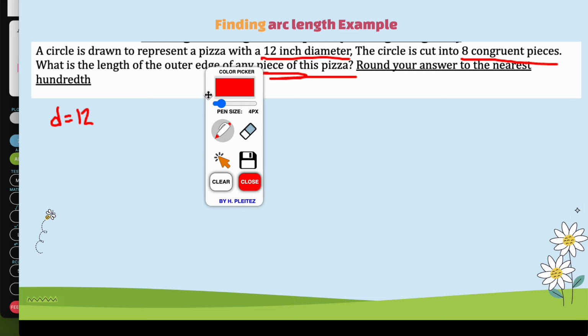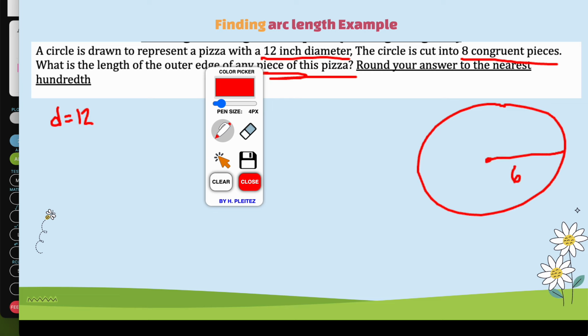So again, no picture is drawn. Let's draw one. We don't have to be artists here, but we know that the diameter is 12. We also know that the radius is 6. So I usually fill in the radius. It's a little bit easier. Our picture doesn't get as messy. And the circle is cut into 8 congruent pieces. I'm not going to draw all 8. Typically, when we're dealing with arc lengths and arc measures, we're just dealing with one portion or one slice.